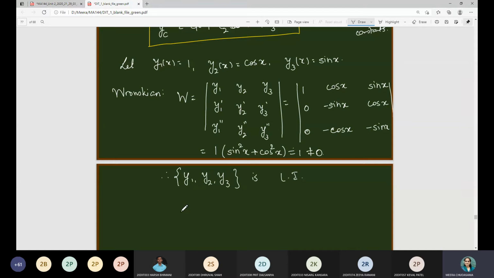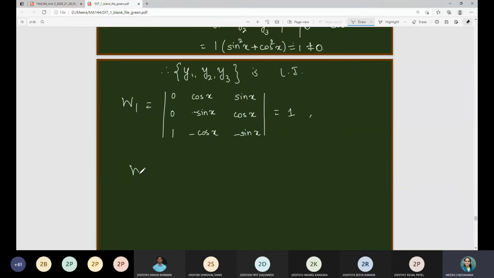Now for the method of variation of parameters, you will require W1. So what will W1 be? Its first column is 0, 0, 1, and the other two columns remain as they are: cos x, minus sin x, minus cos x, then sin x, cos x and minus sin x. If you solve with respect to this row, it will be cos square x plus sin square x, which is 1.